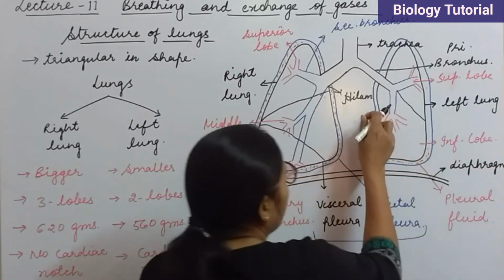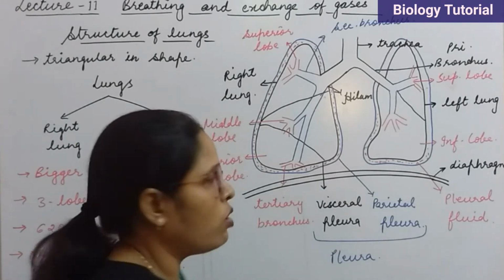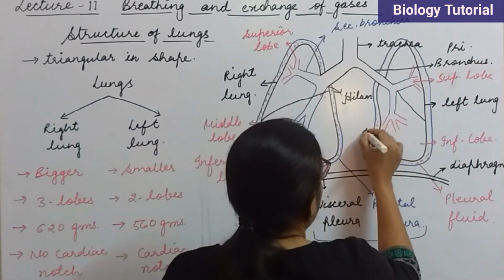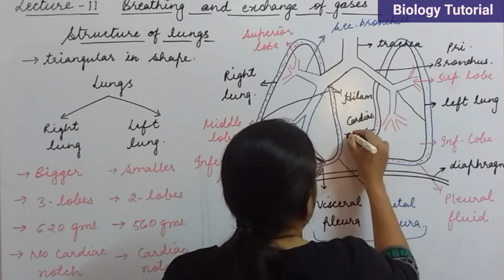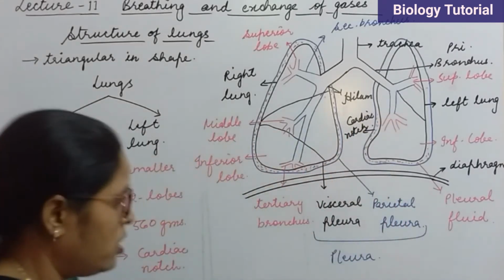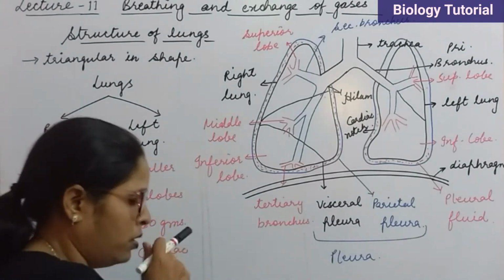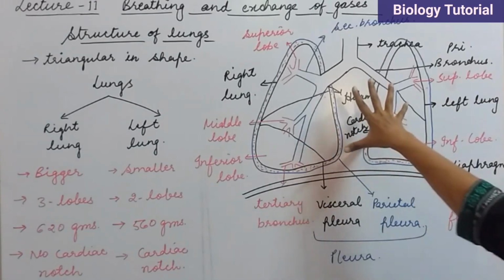And here a notch is present in the left lung. This notch is called cardiac notch. So this is the cardiac notch. Clear? This is the structure of lungs.